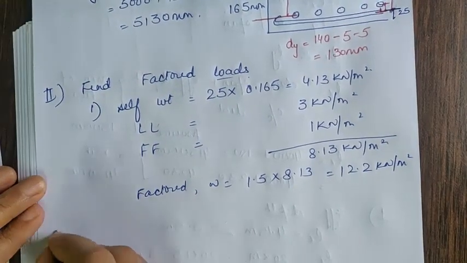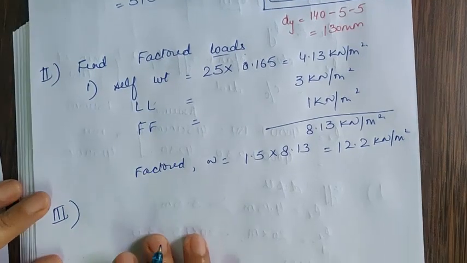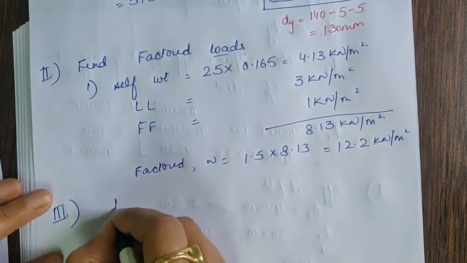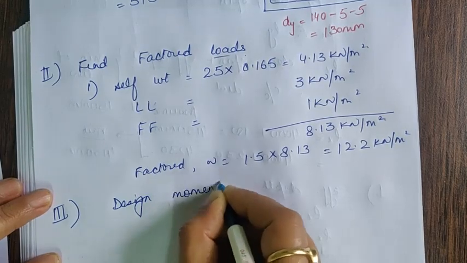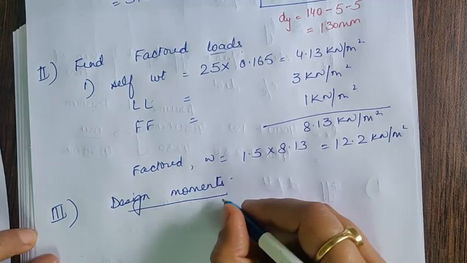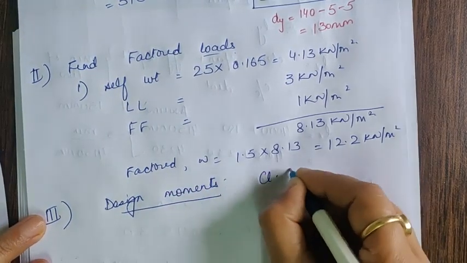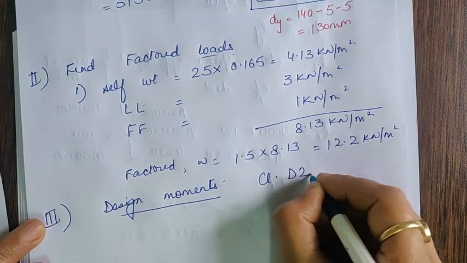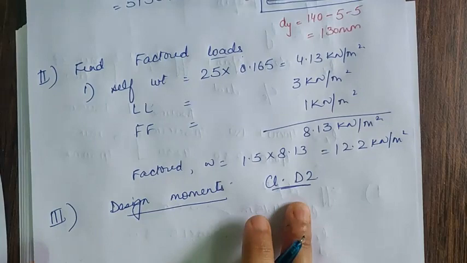Okay. Now the third step, this is a very important step because this is where the difference lies between one-way slabs and two-way slabs. Now this says find out design moments. The design moments, because it is a simply supported slab where the corners are allowed to lift up, will be taken from clause D2. What does that clause say?